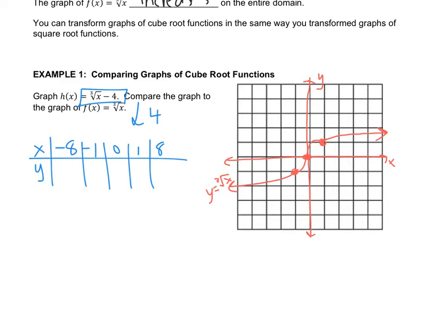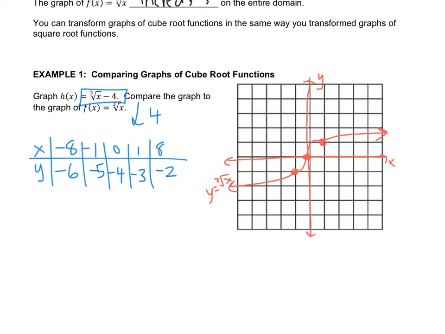So the cube root of -8 is -2. -2 minus 4 is -6. The cube root of -1 is -1. Minus 4 is -5. The cube root of 0 is 0. Minus 4 is -4. The cube root of 1 is 1. Minus 4 is -3. And the cube root of 8 is 2. Minus 4 is -2. So you see in the graph, it's always increasing, which is what we talked about before. So now I'm going to plot it.